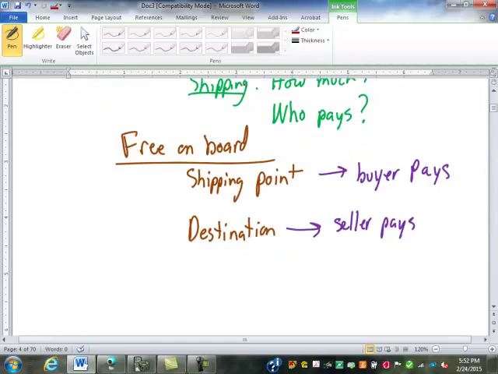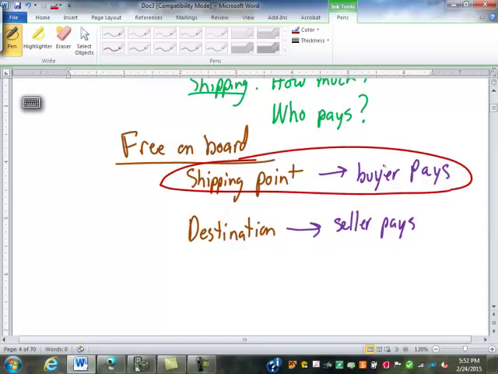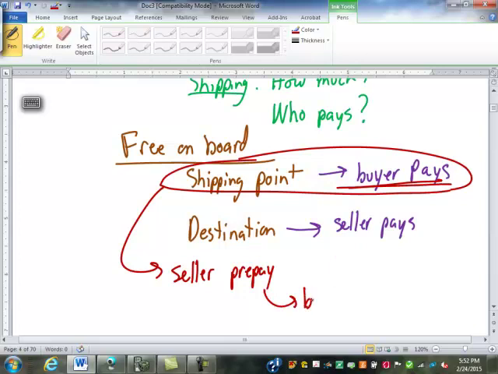So in many cases, even though it is free on board shipping point, which means the buyer is going to pay the freight, often the seller will what they call prepay the freight. In other words, the buyer will have to reimburse.